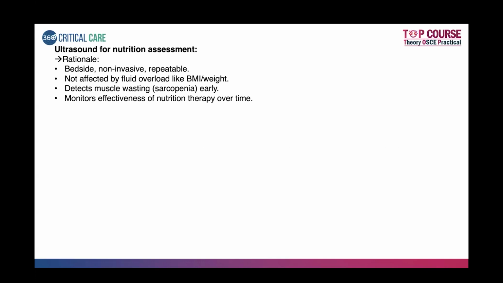Then ultrasound for nutrition assessment. In recent advances paper, this is a very, very high potential question. So I would recommend to give a thought into this. So the main rationale for this is it can be done at the bedside. It is non-invasive and repeatable. It is not affected by fluid overload like BMI or weight. It detects muscle wasting early and monitors effectiveness of nutrition therapy over time.